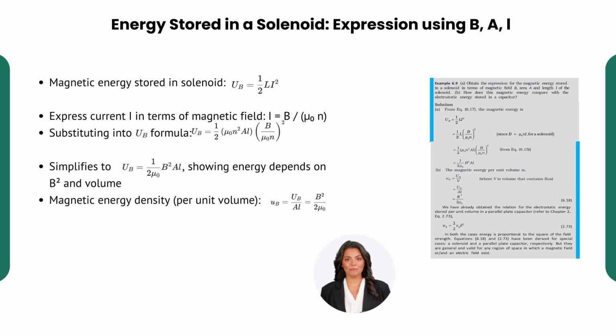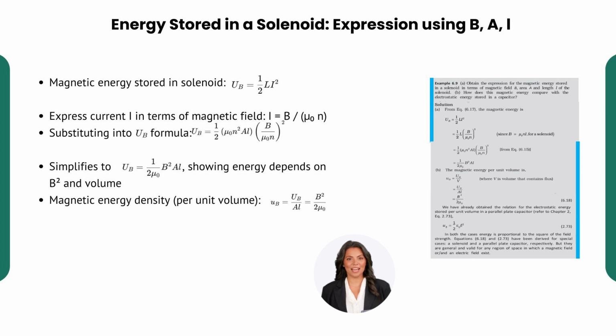So far, we know the magnetic energy stored in an inductor is half the product of inductance and squared current, or U subscript B equals 1/2 Li squared. Let's express this in terms of magnetic field inside a long solenoid, which connects more directly to physical space, with example 6.9. From the solenoid magnetic field formula, current I equals B divided by mu0 times N, where B is the magnetic field, mu0 is permeability of free space, and N is turns per unit length.